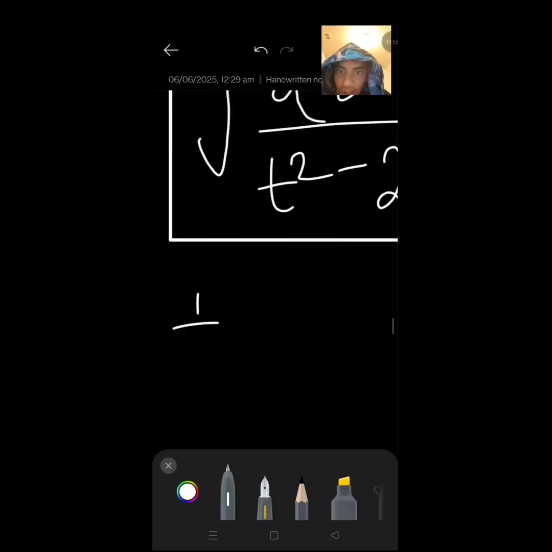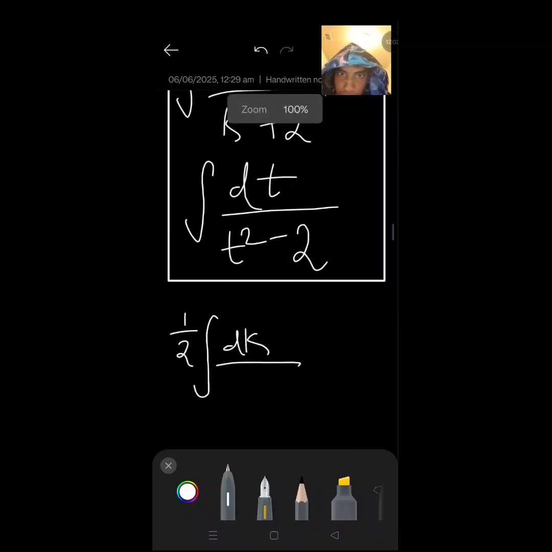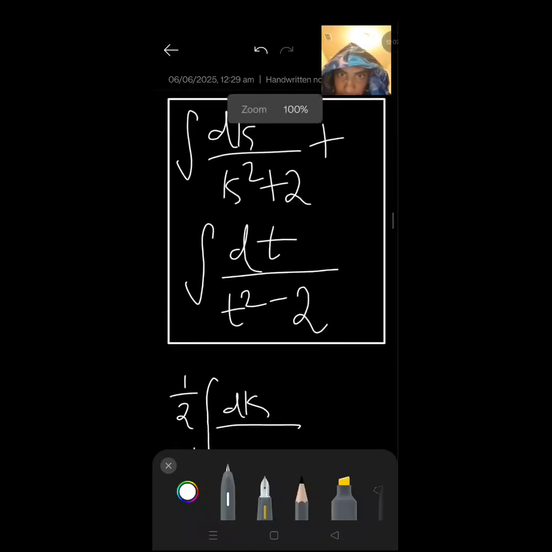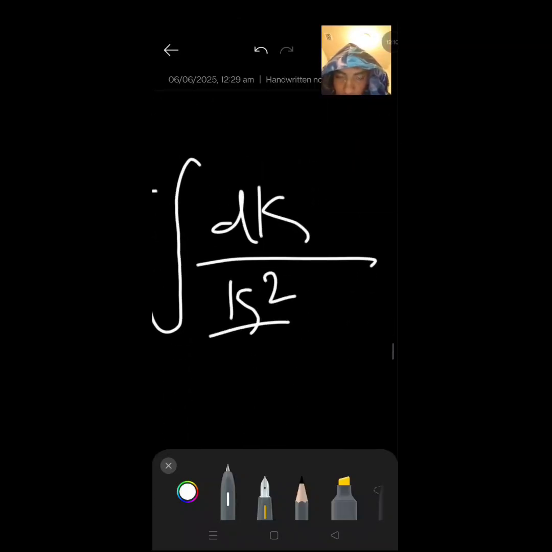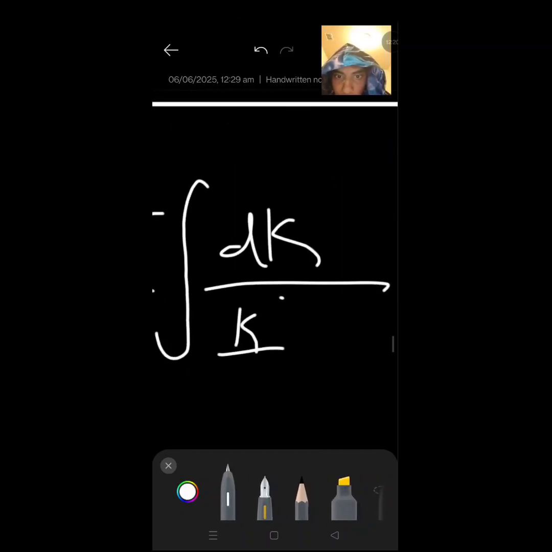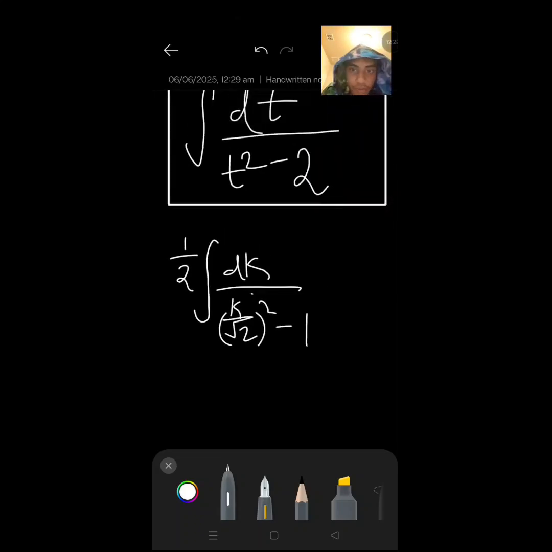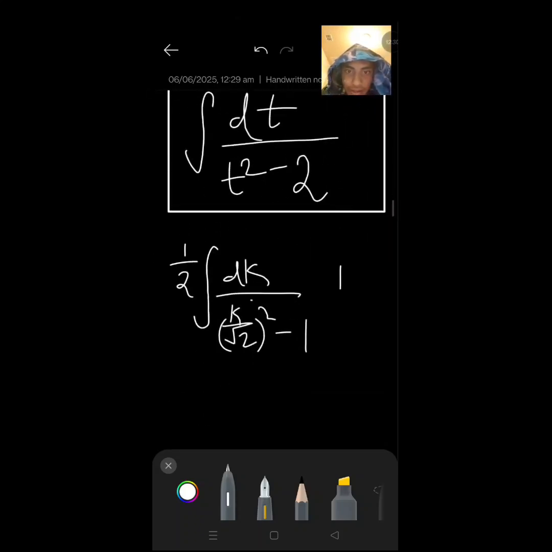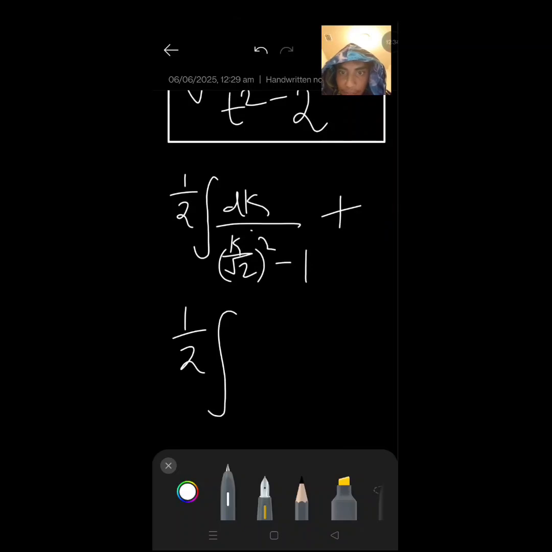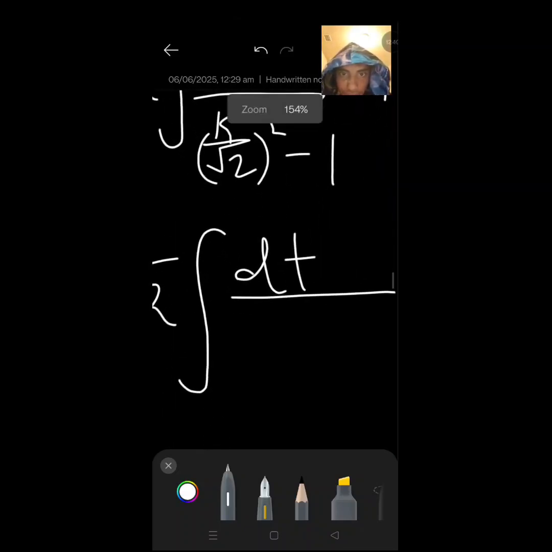So it's just half of the integral of dk over k square, right? K square over 2. K square divided by 2. But this, again, we can take as k over root 2 whole squared, minus 1, because 2 divided by 2 is just 1. This is the first thing we can write, plus, again, half. We do the same thing but with t instead. So half dt over t over root 2 whole squared minus 1.